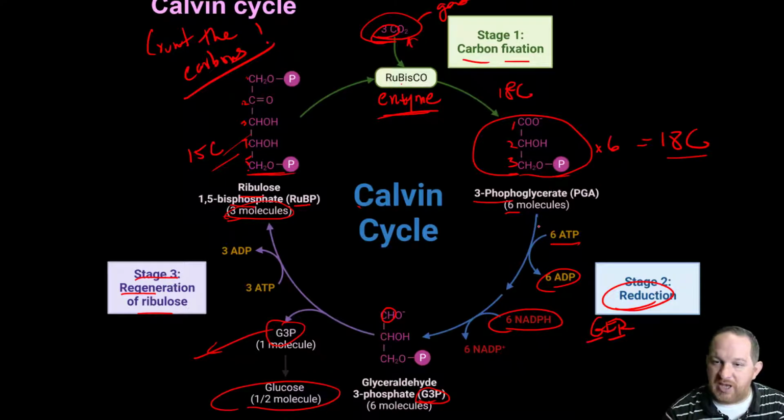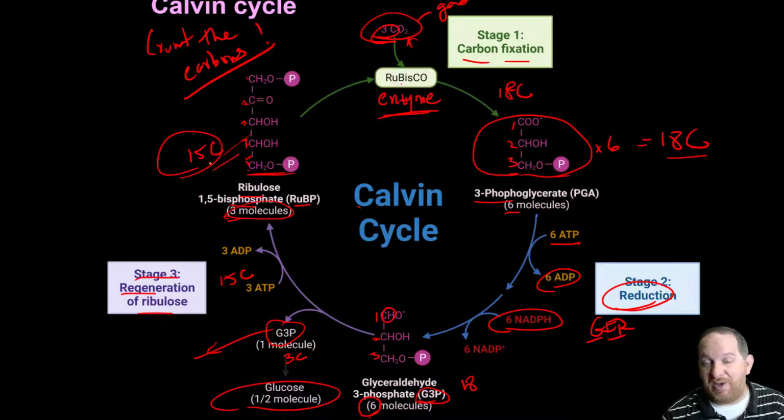Then the reduction stage, right? ATP and NADPH are used. We're still at 1, 2, 3 carbon, and we got 6 of these molecules, so we still got our 18. Now one of these leaves. Well, G3P, one molecule, which happens to be 3 carbons, if 3 carbons leave from our original 18, we're now down to 15 carbons. That gets rearranged, and guess what? 15 carbons again to the ribulose 1,5 biphosphate.